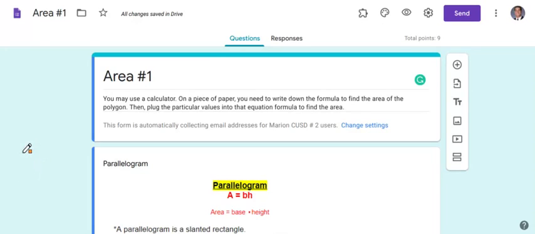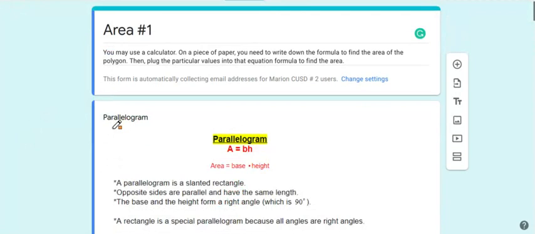Okay, I am here in area number 1 Google form. In this lesson, we're going to learn how to find the area of 4 polygons. The first type of polygon is a parallelogram. To find the area of a parallelogram, we use area equals base times height.